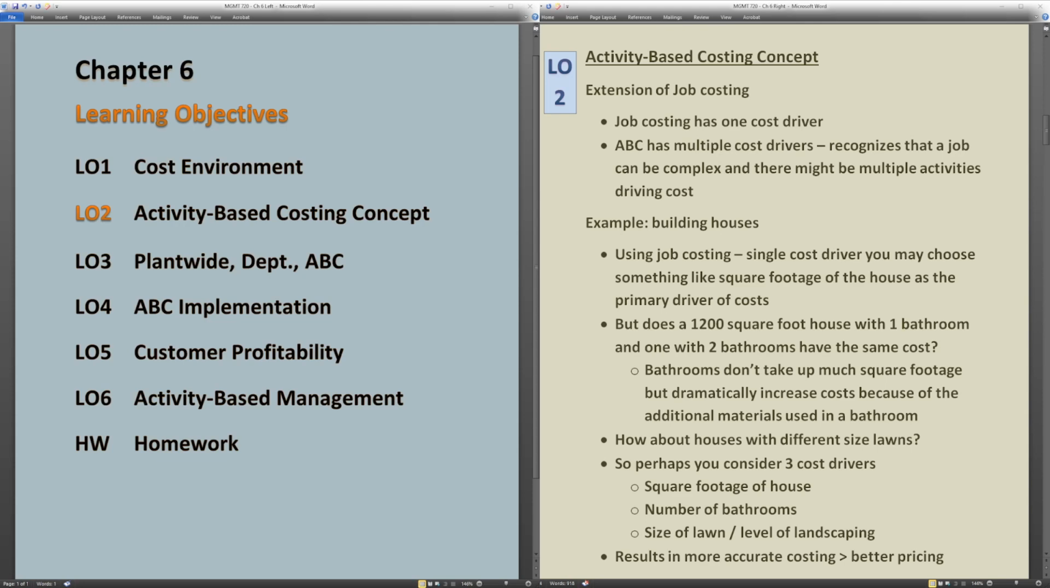So that's what ABC costing is at its basis, just recognizing that different things drive the costs, and no single cost driver is the most accurate. And the whole idea of ABC costing is to be more accurate with your costing, therefore we can be more accurate with our pricing.